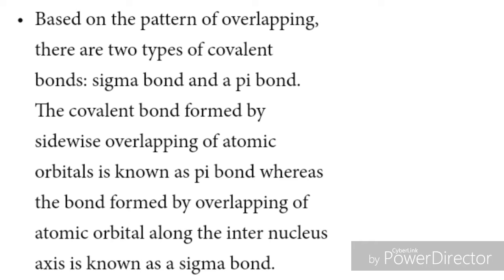Based on the pattern of overlapping, there are two types of covalent bonds, sigma bond and pi bond. The covalent bond formed by sidewise overlapping of atomic orbitals is known as pi bond, whereas the bond formed by overlapping of atomic orbitals along the internuclear axis is known as sigma bond. Students, sigma bond is stronger than pi bond.